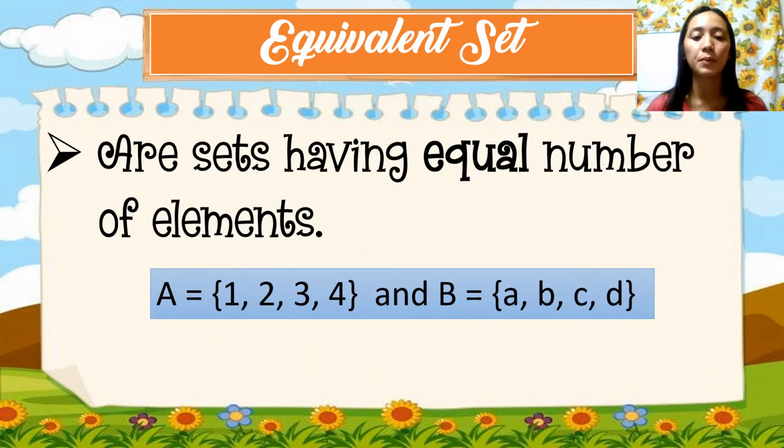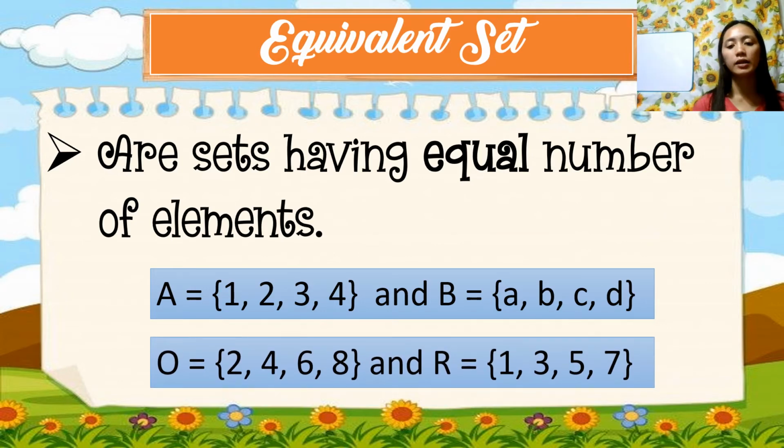Let's say, for example, set A contains 1, 2, 3, and 4, and set B contains A, B, C, and D. As you can see, they have an equal number of elements. Set A has 4 elements, and set B also has 4 elements.